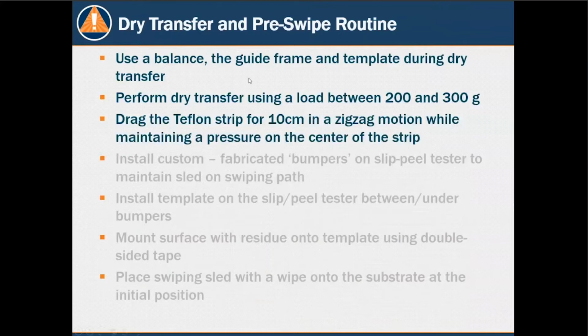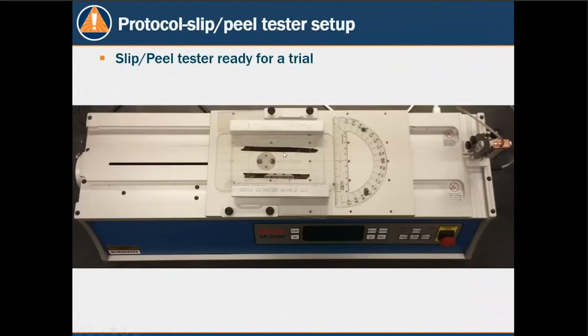And as I mentioned, we had a 10-centimeter contamination path or sample transfer path, and we were using a zigzag motion with a well-defined downforce. We went always at 300 grams. Then we had to now move the... Now you can see right here that we've got the template. We're going to have our contaminated surface on the template.